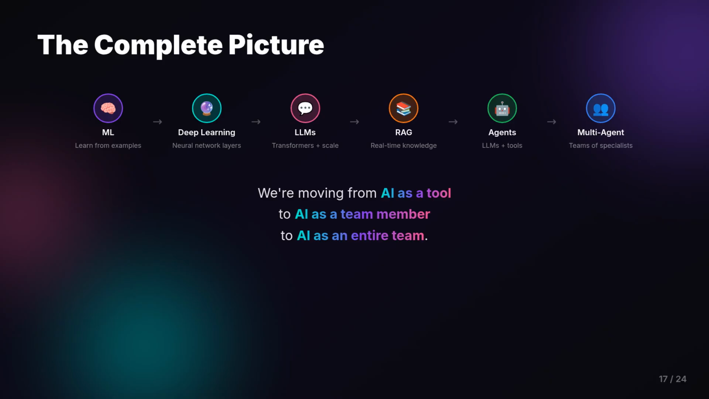Here's the complete picture. ML teaches machines from examples. Deep learning adds neural network layers for pattern extraction. LLMs use transformers at scale for language understanding. RAG adds real-time knowledge retrieval. Agents give LLMs tools and actions. And multi-agent systems create teams of specialists. We're moving from AI as a tool to AI as a team member to AI as an entire team.